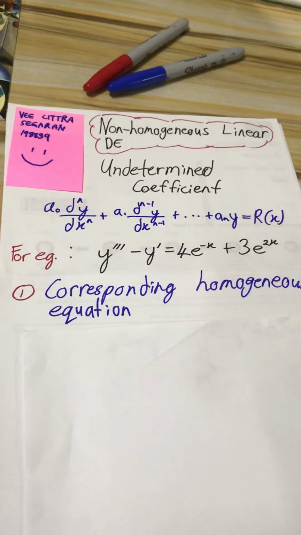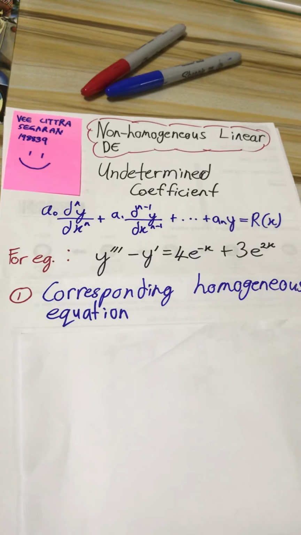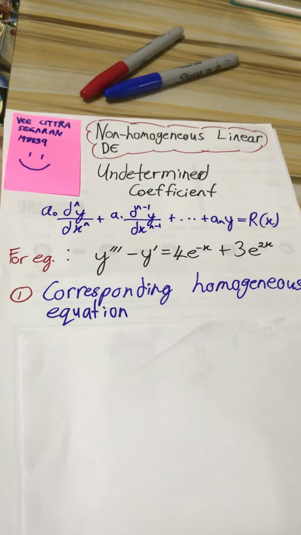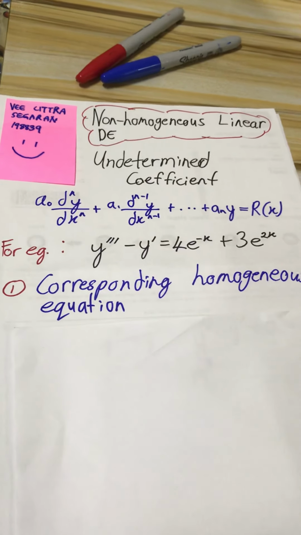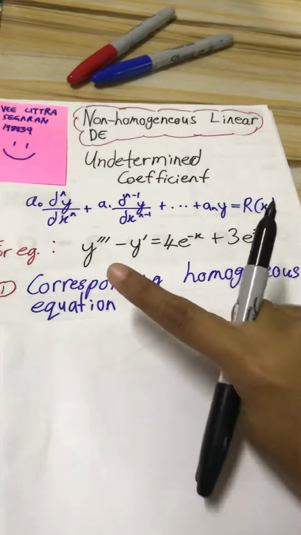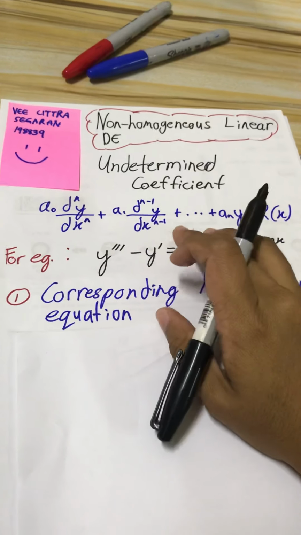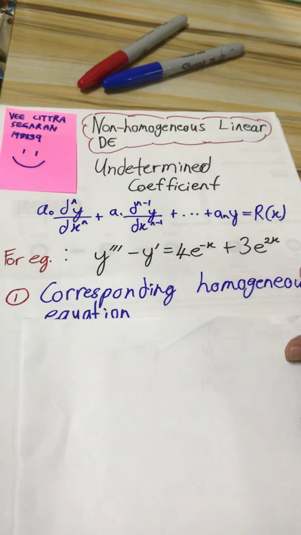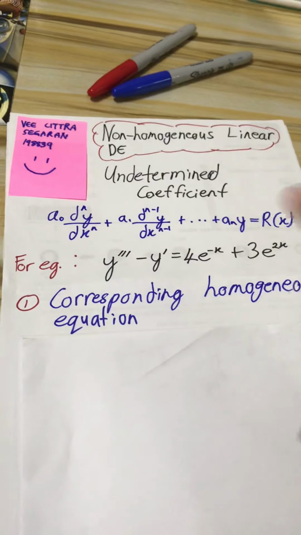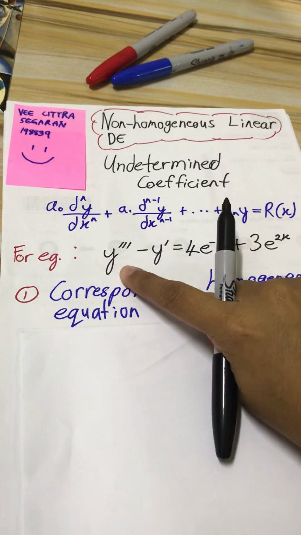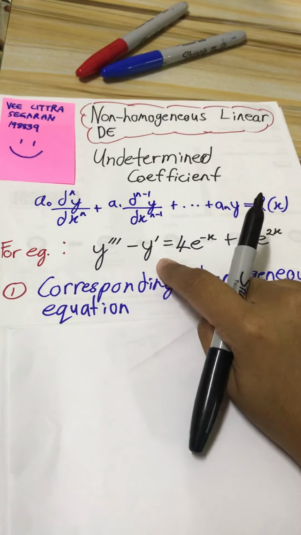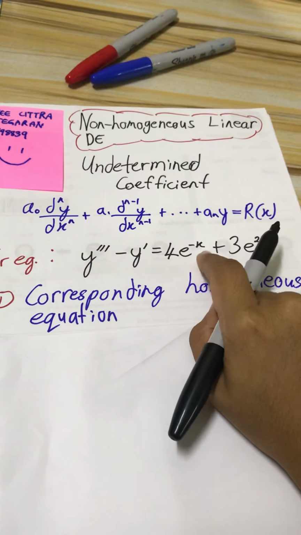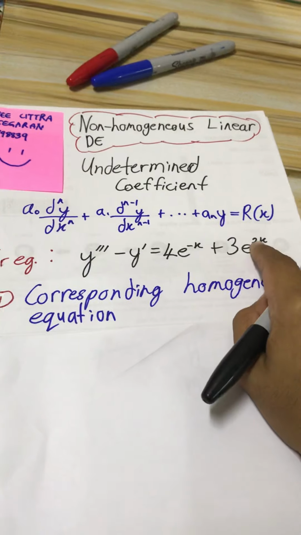So now I'm going to explain what I understand about the undetermined coefficient method, where it's used to solve the non-homogeneous linear differential equation. So this is the form of a non-homogeneous linear differential equation. Then let's take a look at one example. So here we got the third derivative of y minus the first derivative of y equal to 4 exponential of minus x plus 3 exponential of 2x.